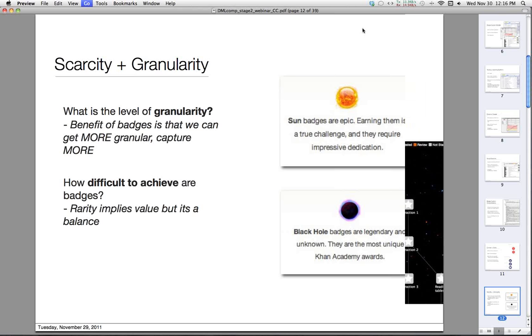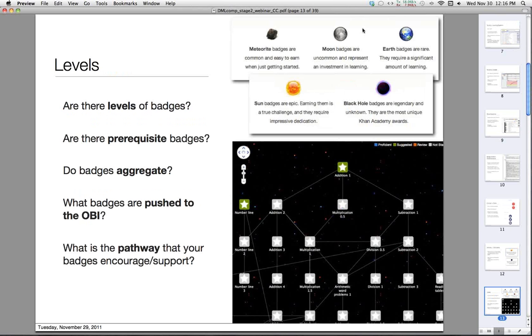Then what about the levels? Are there levels to your badges? Are all your badges kind of flat? Does everybody achieve the same thing? Or do you have a hierarchy of badges? Do badges aggregate in any way? Do people have to have prerequisites of one type of badge in order to move to the next type of badge? Can people scaffold off of badges that might already be extant in the system and then build from those?